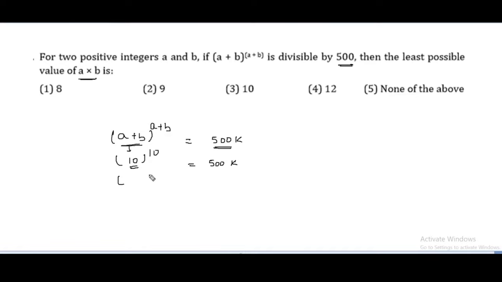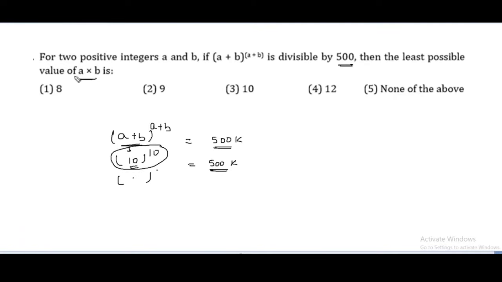Now, can you think of any other number in which the number is a multiple of 500? Small number. 9 raised to the power 9, obviously not. 8 raised to the power 8, it is not possible. The sum should be at least 10, then only it will be a multiple of 500. So that is the smallest number that will satisfy this condition.